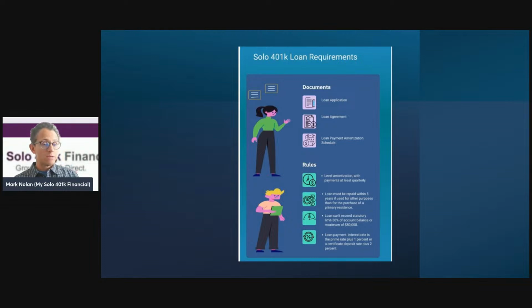If the loan limit is 50,000, it is 50% of your balance, not to exceed 50,000. The loan interest rate is typically prime rate plus 1%. That interest goes back into your own 401k, so you're paying your 401k back. You're not paying us or the bank or brokerage firm. Those funds are going back into the self-directed 401k holding accounts, whether it's the bank or brokerage accounts.